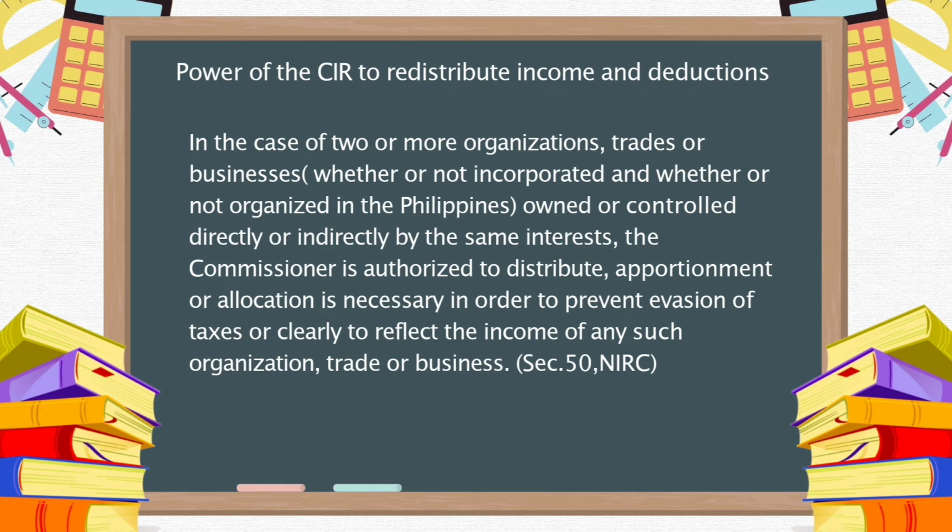In the case of two or more organizations, trades, or businesses, whether or not incorporated, and whether or not organized in the Philippines, owned or controlled directly or indirectly by the same interest, the Commissioner is authorized to distribute, apportion, or allocate gross income or deduction between or among such organization, trade, or business, if he determines that such distribution, apportionment, or allocation is necessary in order to prevent evasion of taxes or clearly to reflect the income of any such organization, trade, or business. Section 50, NIRC.